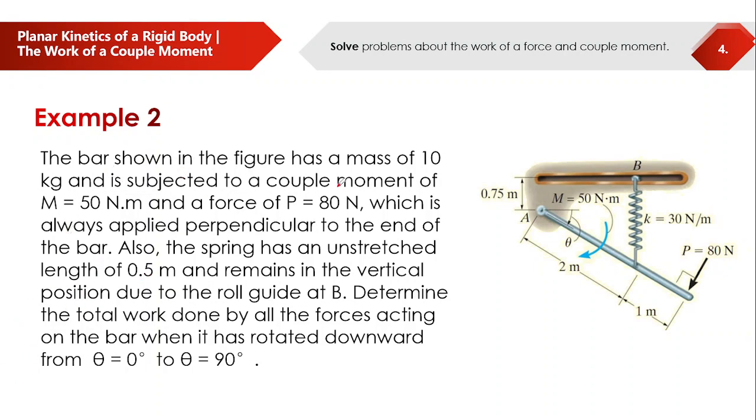So, the bar shown in the figure has a mass of 10 kilograms and is subjected to a coupled moment of M equals 50 Newton meter and a force of P equals 80 newtons, which is always applied perpendicular to the end of the bar. Ito, perpendicular siya to the end of the bar. Also, the spring has a stretched length of 0.5 m.